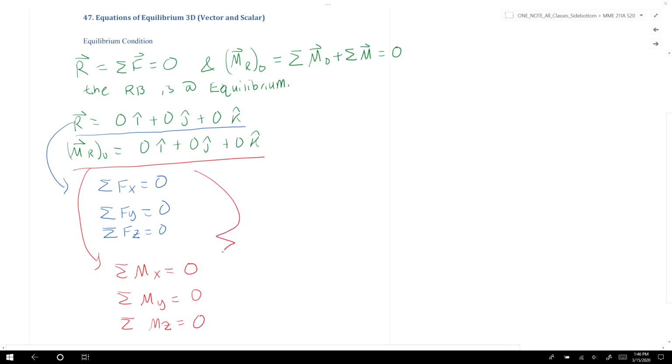So from this, we can say that at most 6 unknown forces or moments may be determined using these equations.